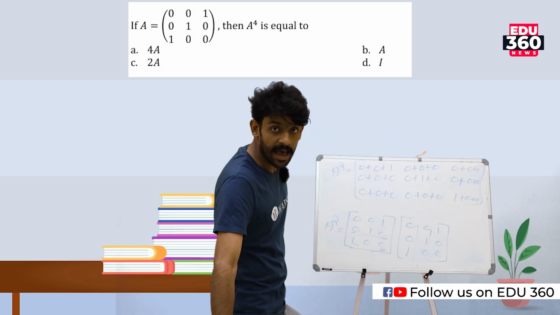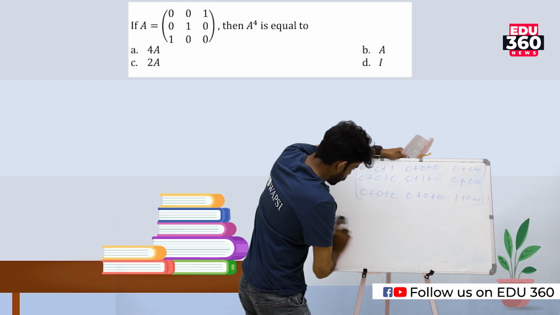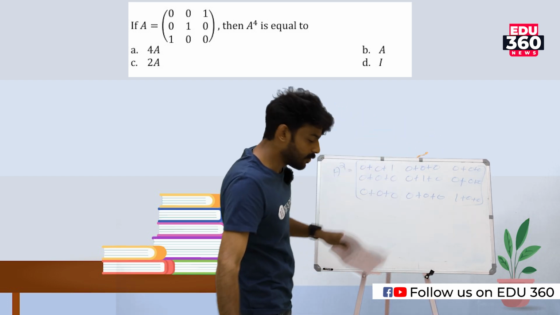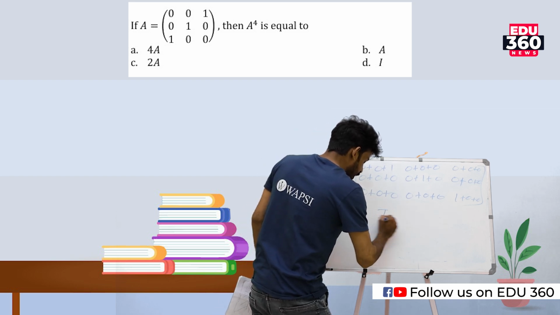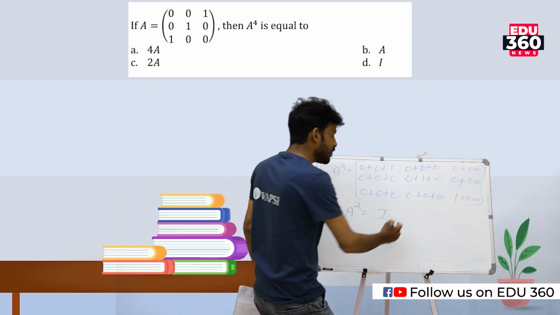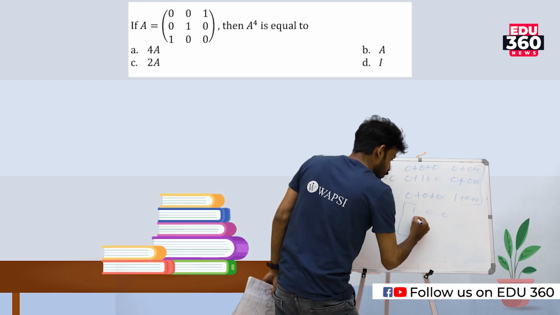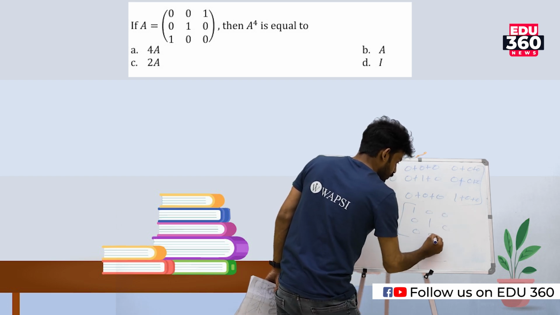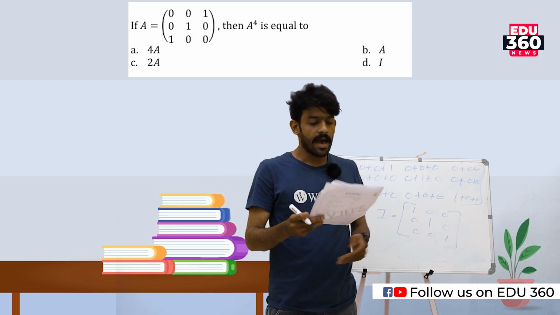So we got an I matrix. On multiplying this, we got an I matrix. A square is equal to I, the identity matrix. I means which matrix? I is equal to 1, 0, 0, 0, 1, 0, 0, 0, 1. So this is the I matrix. A square is equal to I.